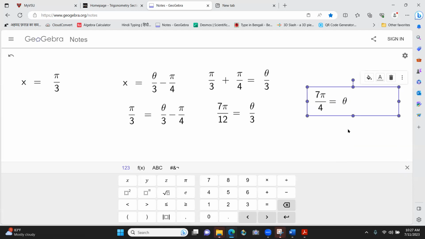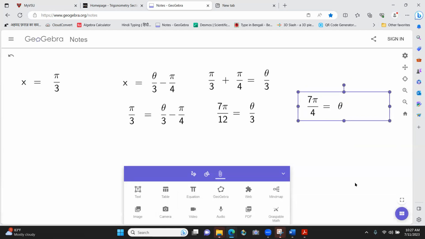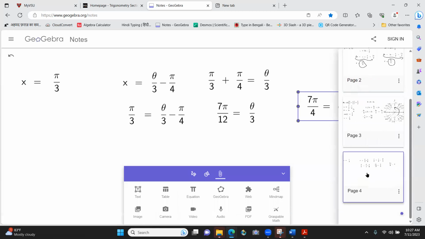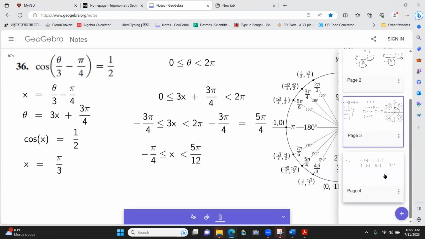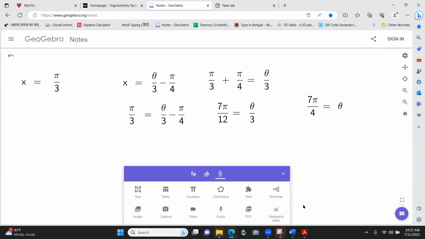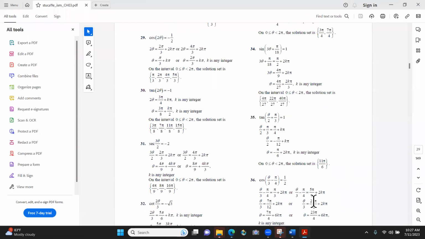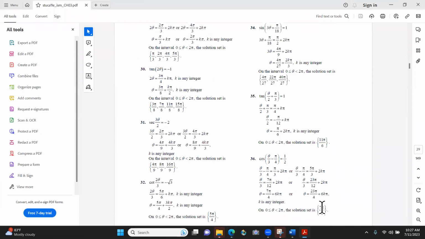This is what I'm getting. 7 pi over 4, keeping my fingers crossed, checking my answer. I think this is 36. 7 pi over 4. Let's find out. 7 pi over 4. All right. So I got it right.